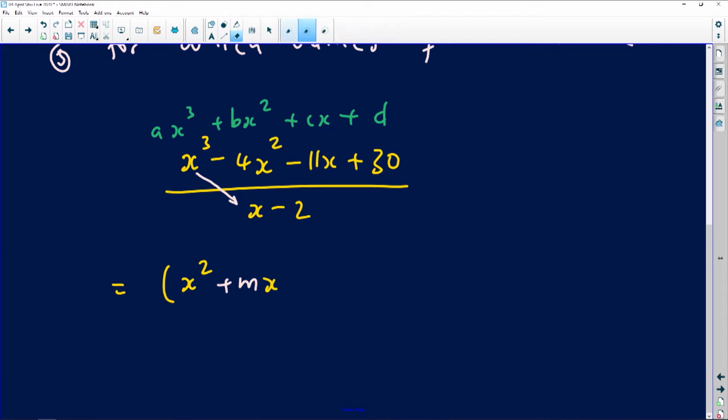You say, okay, we now know that x cubed divided by x is x squared. Now you go to the last term, which is your 30. 30 divided by negative 2 is going to give you minus 15, right? It's going to give you negative 15. We're going to have minus 15 there.